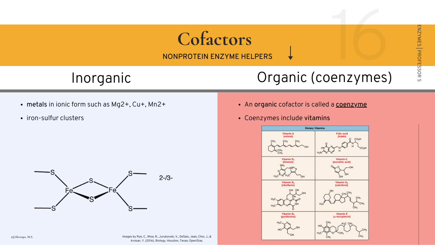Remember, organic simply means the molecule contains carbon. Inorganic cofactors could be metals in ionic form, such as magnesium, copper, and manganese. Notice they all have a charge, making them ions. Iron-sulfur clusters are a major component of redox reactions of the electron transport chain in mitochondria and chloroplasts, and we'll learn about redox reactions in the electron transport chain in the next lecture.